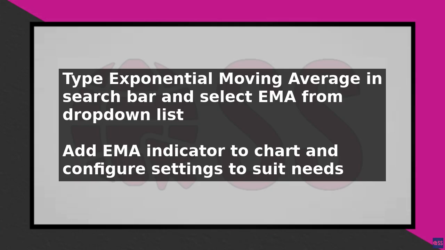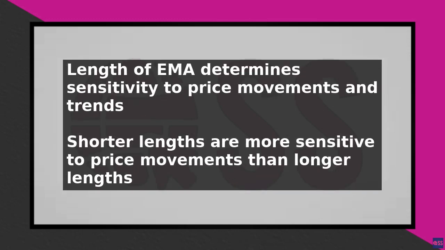For example, a 50-period EMA will be less sensitive to price movements than a 20-period EMA. To add multiple EMAs to your chart, repeat the process of selecting the EMA indicator and configuring the settings. This can be useful for comparing different timeframes or identifying crossovers between EMAs of different lengths.